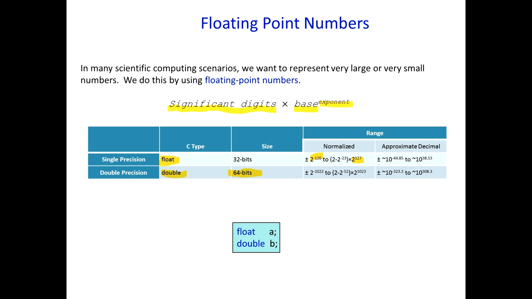Okay, well, if you want a 32-bit single precision floating point, then you would just say float A. So A would be a single precision floating point variable. If we need twice that precision, or double precision, then we would just say double B, and so B would be a number that could be represented anywhere within this range.